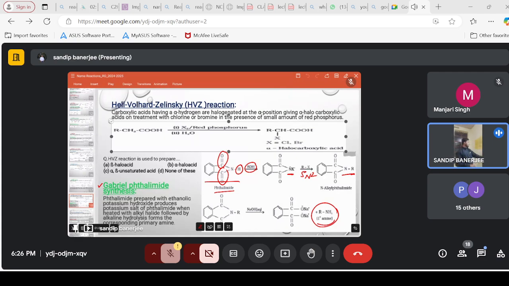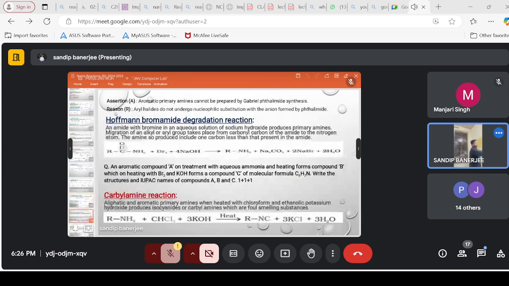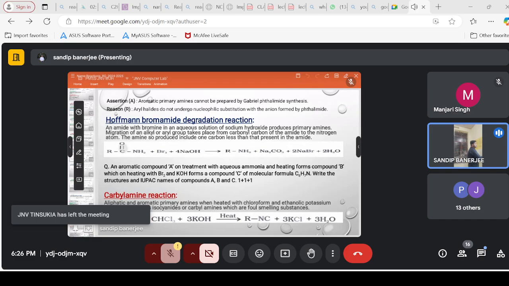Sometimes the question usually asked in your exam is why Gabriel phthalimide synthesis is so important. This question means for the formation of 1 degree amine. Sometimes an assertion reasoning type question comes that by the Gabriel phthalimide synthesis we can form 2 degree, 3 degree amine. The statement is correct or wrong, you have to explain this kind of question. The question is given here. But one thing you should remember is that since the reaction is running via SN2 reaction, obviously aromatic amine you cannot synthesize. You can synthesize only the primary amine by this process.